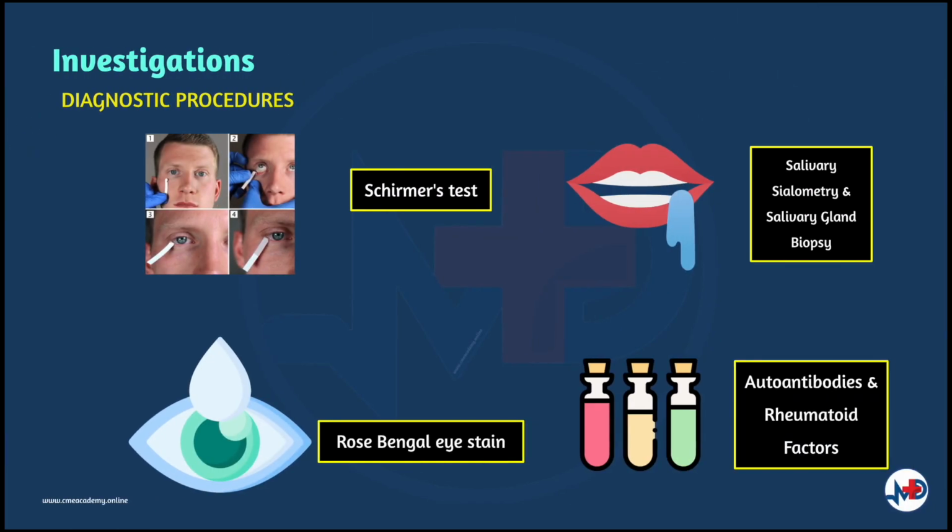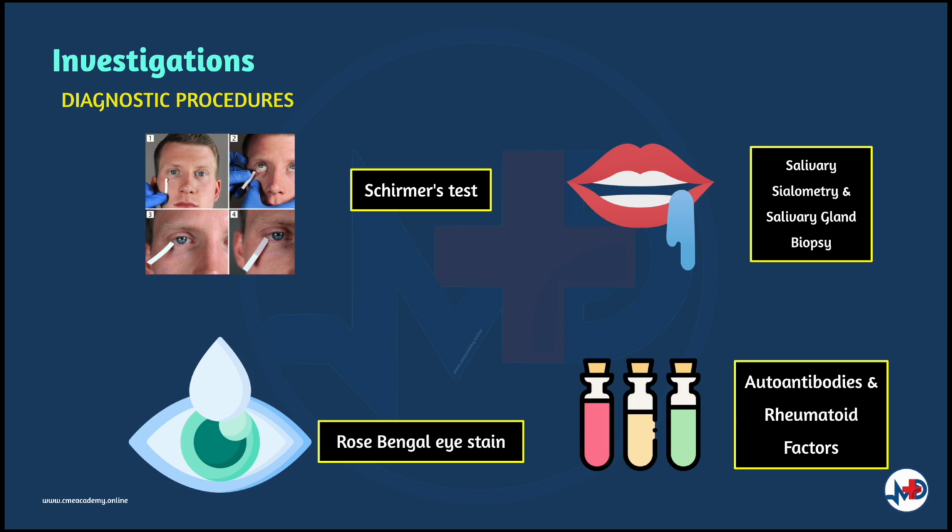Moving on to investigations, ophthalmic involvement is tested by Schirmer's test, which quantitatively measures tear production over a specific time period. A rose Bengal eye stain will reveal breaks in the corneal epithelial surface. Oral involvement is tested using salivary sialometry. Low salivary flow is defined as less than 1.5 mL per 15 minutes.